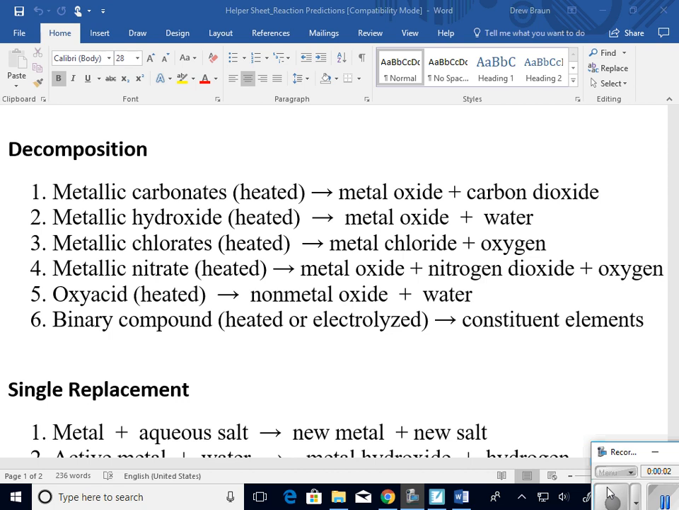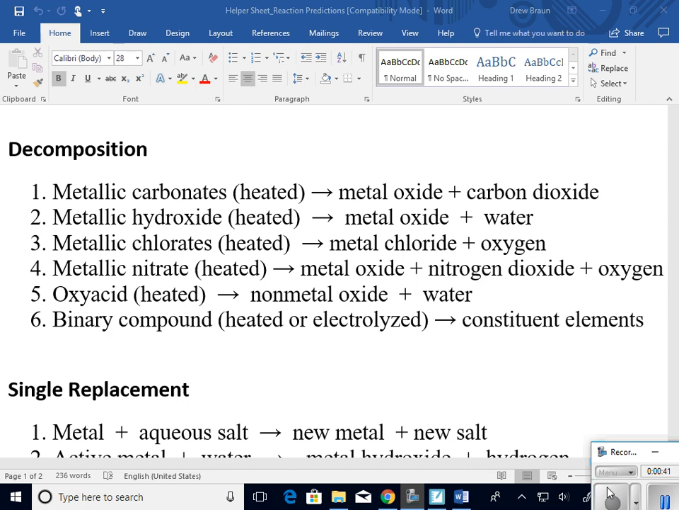All right, what I have up here on the board is the 6 different types of decomposition reactions that you should have watched, and most people, well, not most people, all people had the video done. So good job on that. But the 6 different types of decomposition reactions are listed up here on your help sheet.